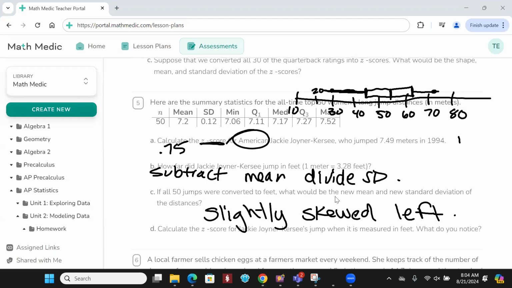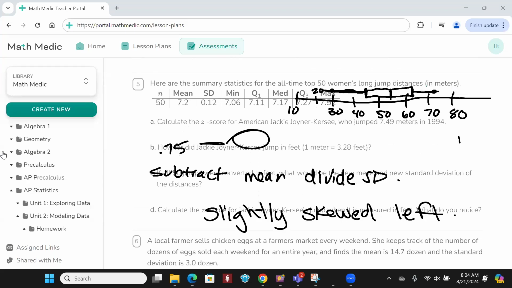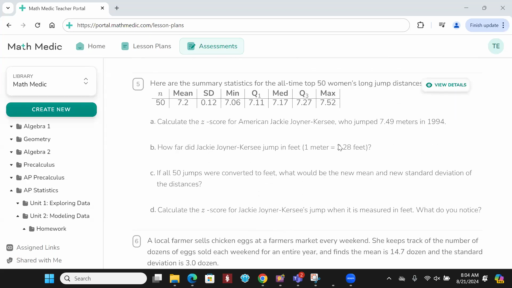Okay. All right, let's go ahead and take a look at number 5. Calculate the z-score. What'd you get for A? Nobody got to number 5? No? Do we need a minute? Okay, try it.